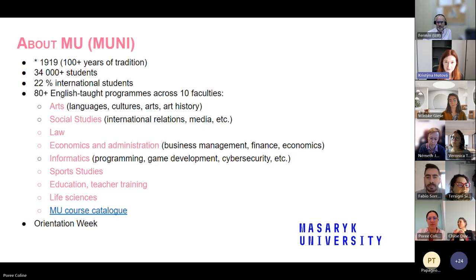22% consists of international students, so we are kind of international, we hope to say. Also, we have more than 80 English taught programs across 10 faculties, which means we have more than that courses where you can choose from. Unfortunately, Faculty of Medicine and Pharmacy is not available, but I think students can select from wide range of courses from available faculties. Also, there is the MU course catalog where courses available to international students are listed.